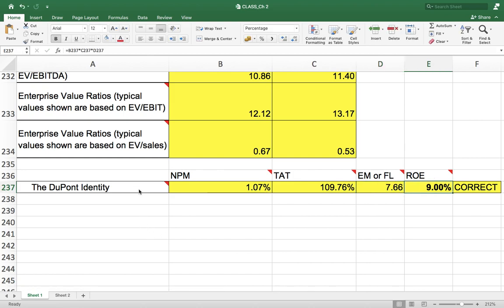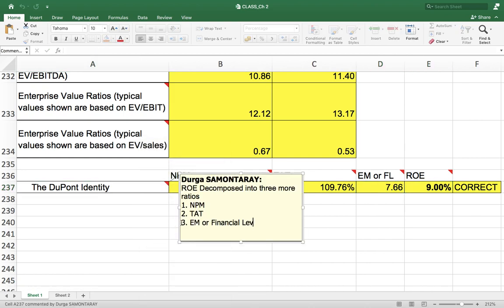Again, let me go to the editing of the comments. How is it decomposed? It is decomposed like this. ROE, return on equity, is equal to net profit margin multiplied by total asset turnover multiplied by equity multiplier. And you can just extend this a little.